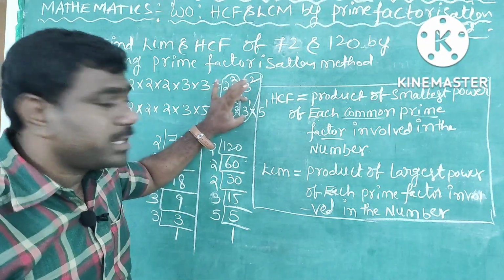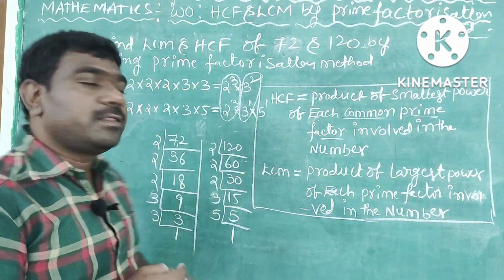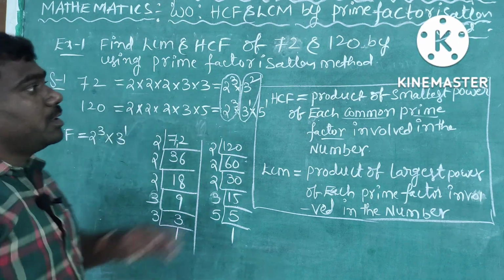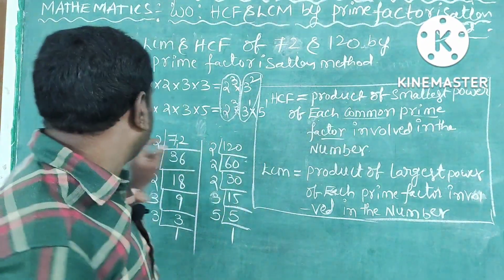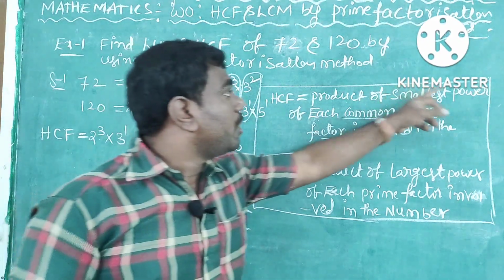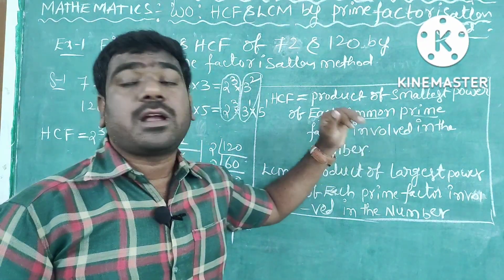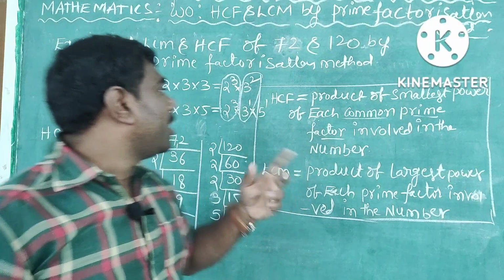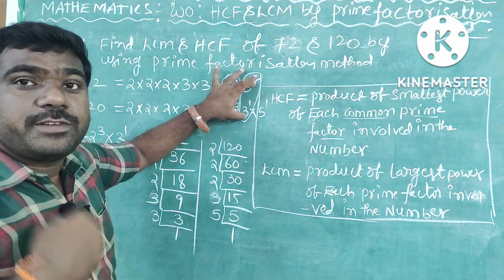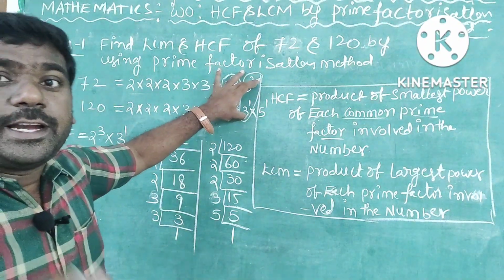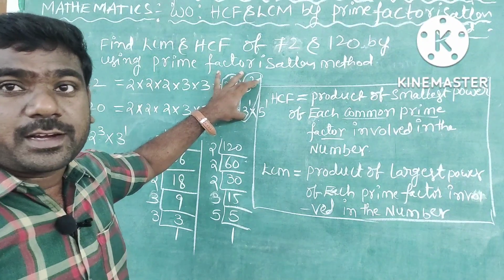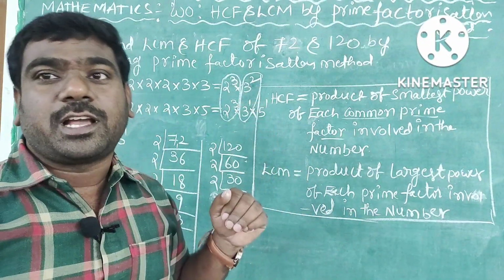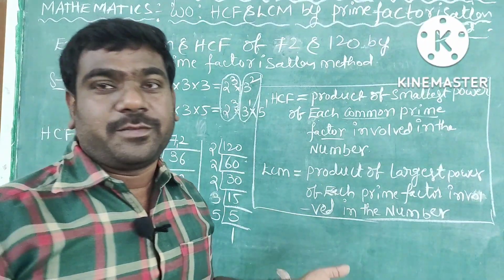So we should take 3 power 1 into 3 power 1. The HCF is the product of the smallest power of each common prime factor. First we have to identify the common prime factors, and from those we take the smallest power. That is called the HCF.